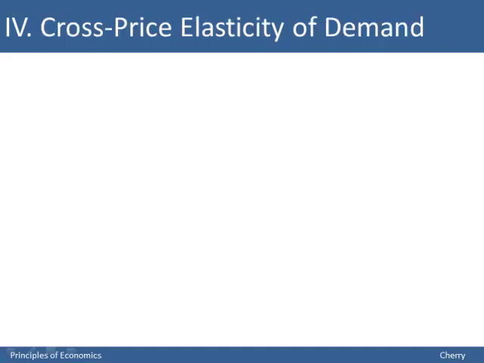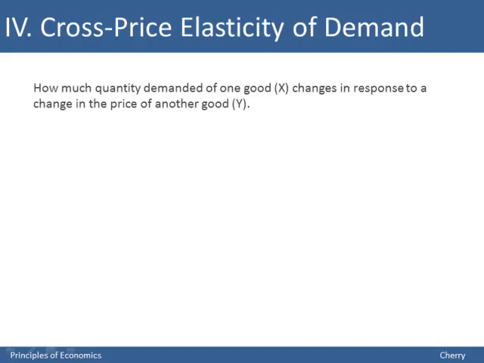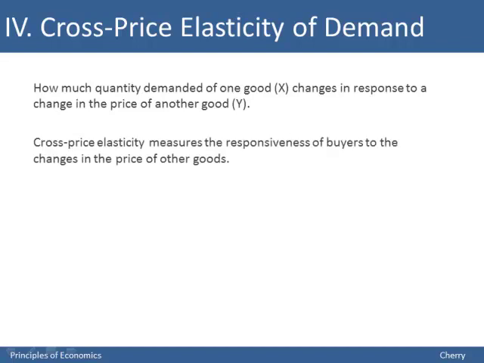All right, so cross-price elasticity of demand. This measures how responsive quantity demanded of one good is to a price change of another good. So if you remember when we went through the determinants of demand, we talked about substitutes and complements, related goods, and how the price of one good can affect the demand of another good. That's what this measure of elasticity is getting at. Cross-price elasticity measures the responsiveness of the buyers of one good to the price change of another good.